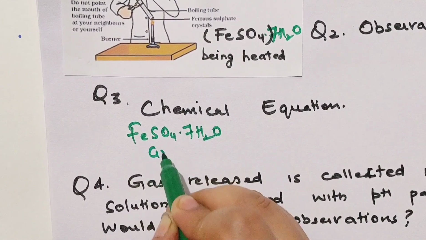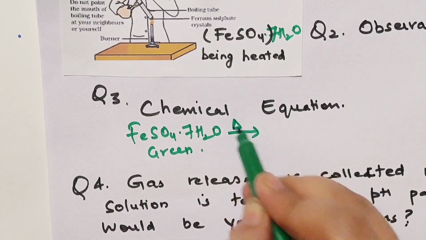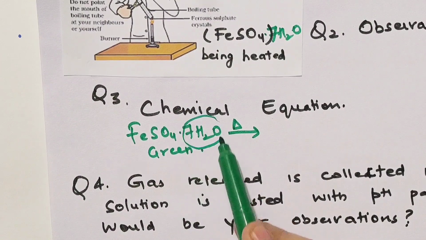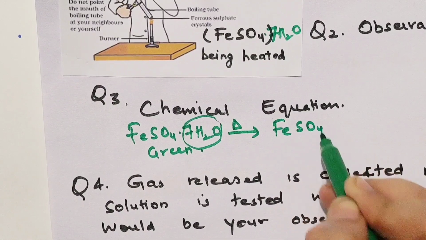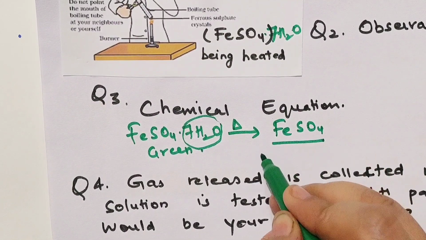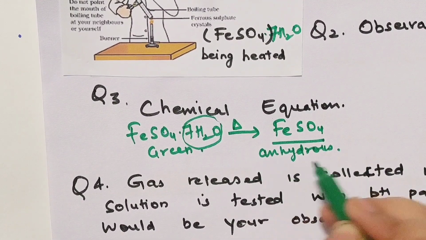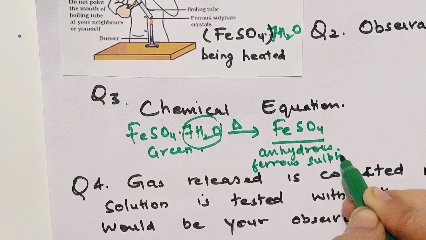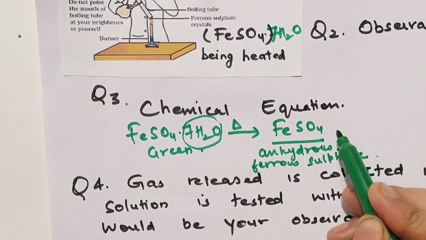These are actually green colored crystals. Okay, when heated directly on the flame, it will first lose its water of crystallization. This will be lost. And what you get here would be called anhydrous ferrous sulfate. Okay, and 7 water molecules have been removed. Color of this would be white.